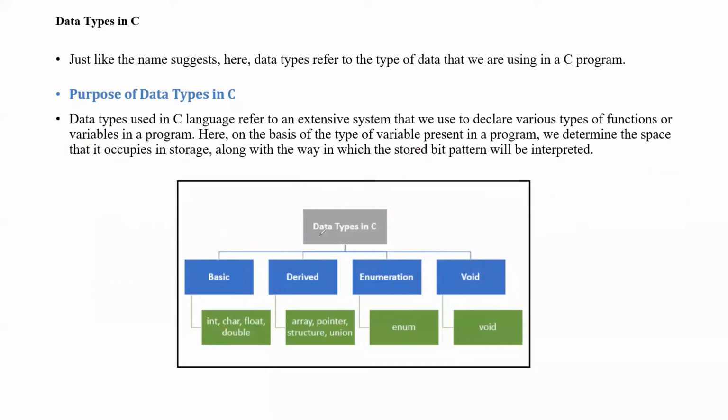In C programming, the data types are categorized into 4 types: basic, derived, enumeration, and void. When it comes to basic, we have int, char, float, double. When it comes to derived, we have array, pointer, structure, union. When it comes to enumeration, we have the data type enum. When it comes to void, we have only void.